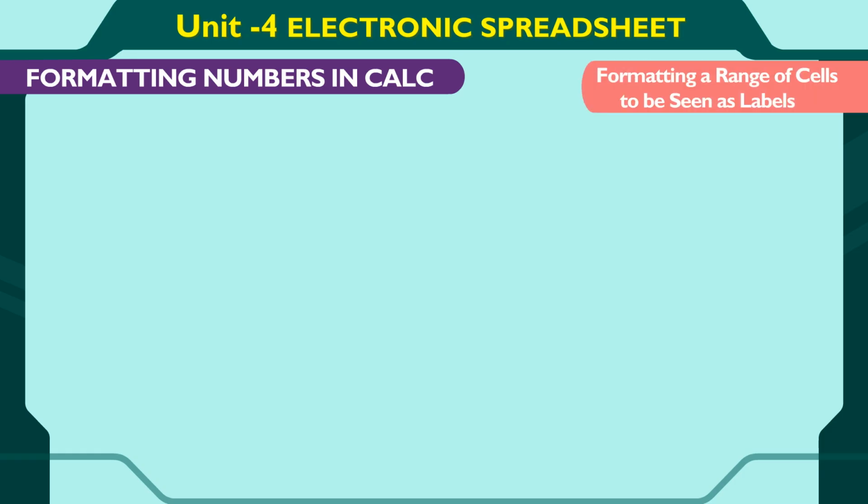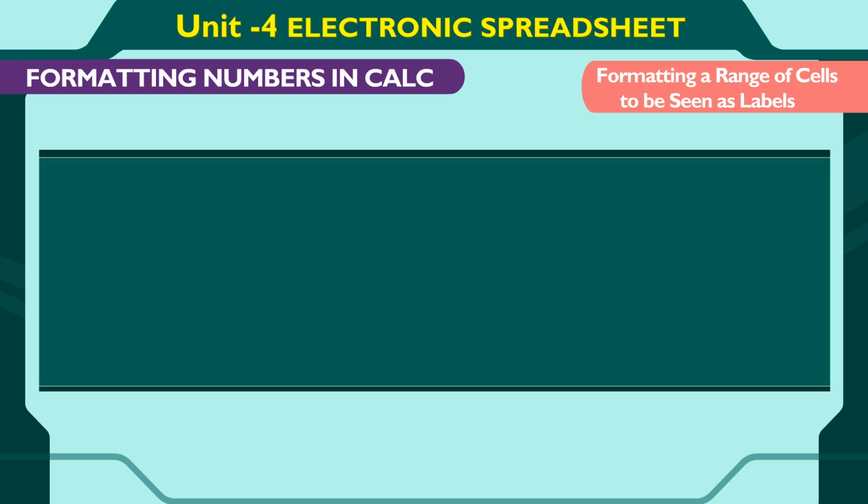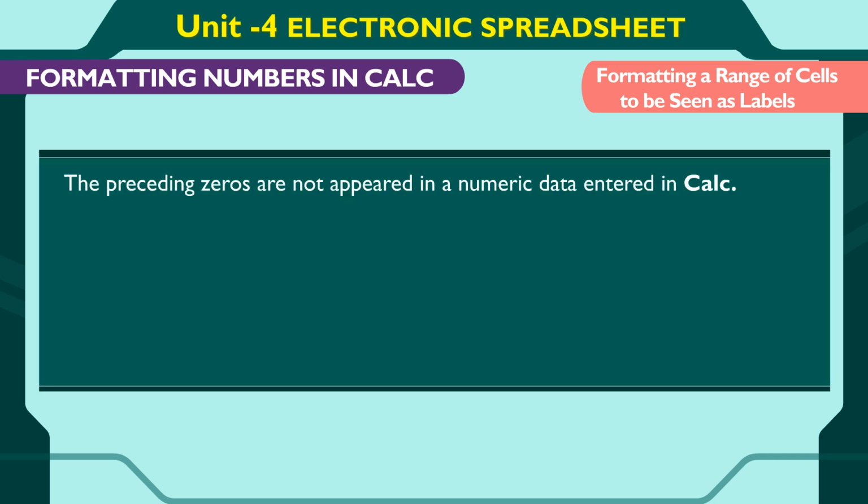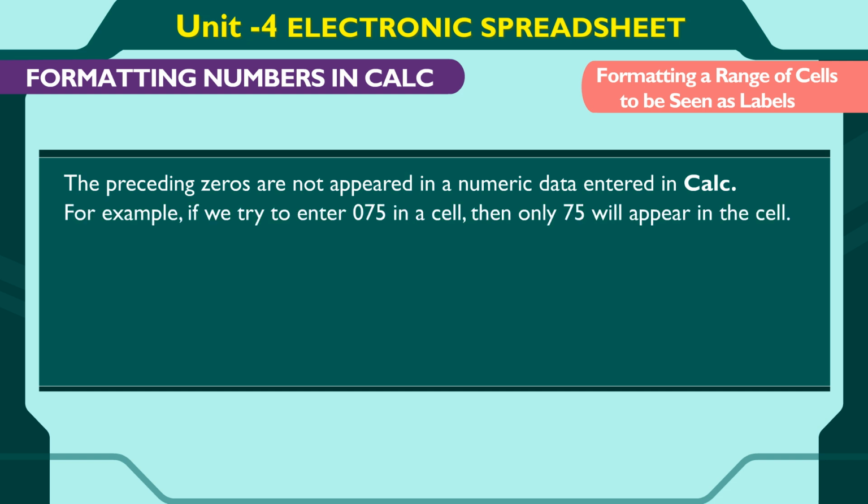Formatting a range of cells to be seen as labels. The preceding zeros do not appear in numeric data entered in Calc. For example, if we try to enter 075 in a cell, then only 75 will appear in the cell. To show the preceding zero, follow the given steps.